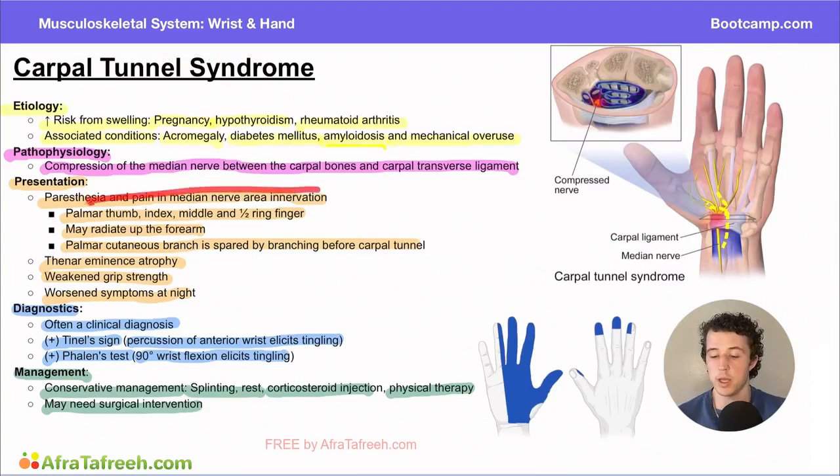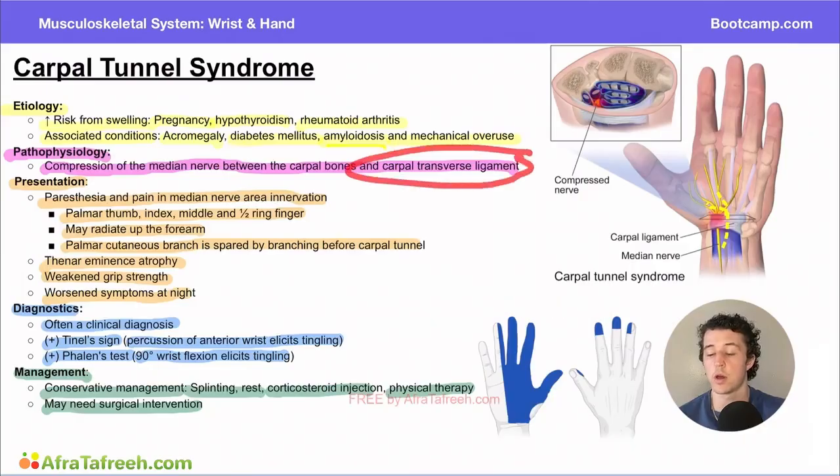So this patient has pain in these lateral 3 fingers that gets worsened at night. So we are thinking about carpal tunnel syndrome. And the ligament most involved in this process will be the carpal transverse ligament, which helps to form that carpal tunnel.